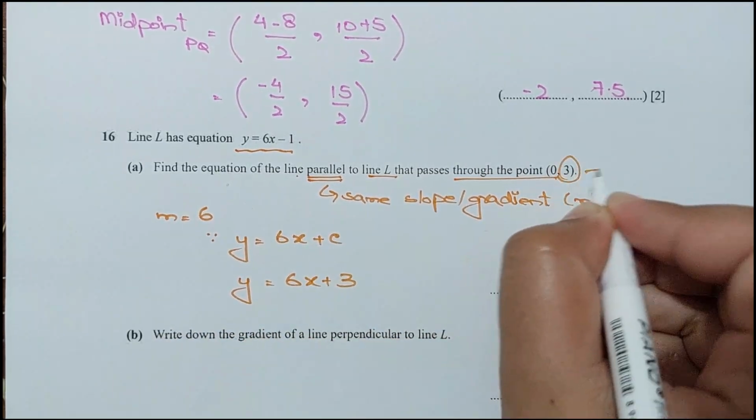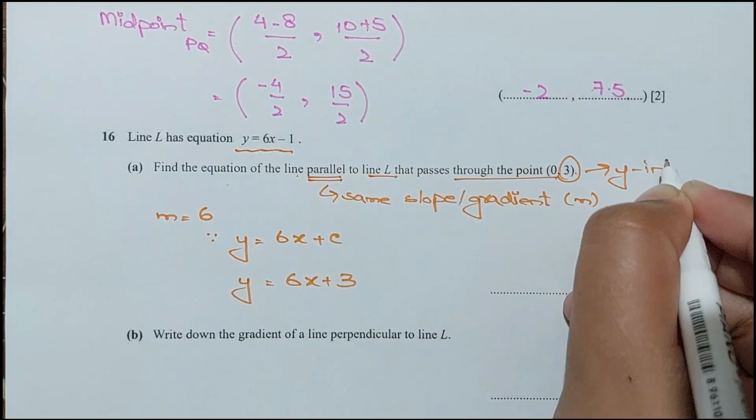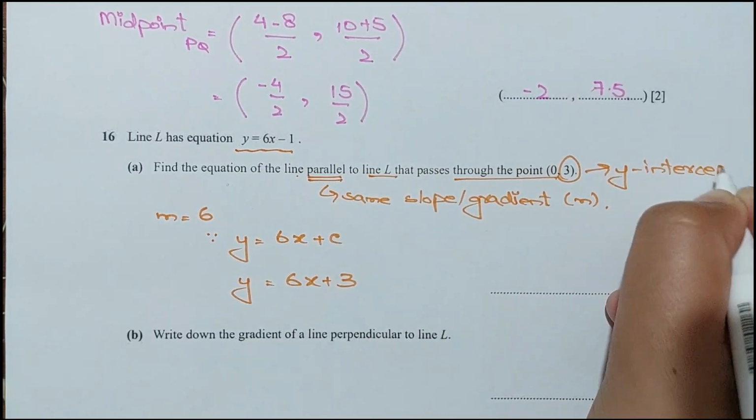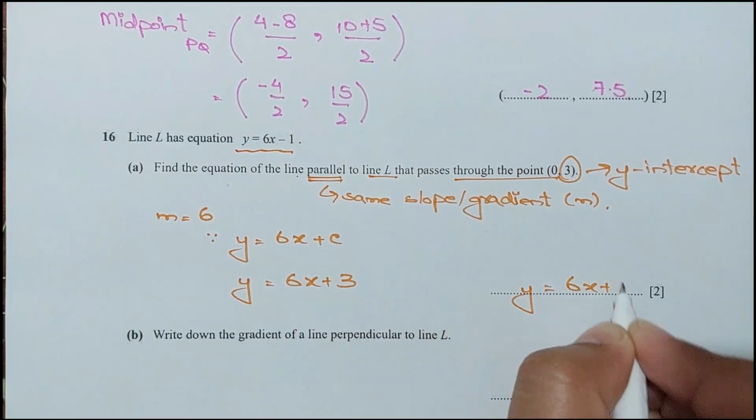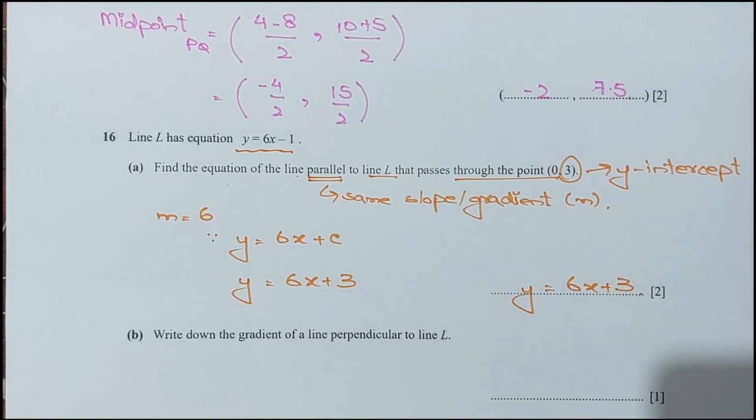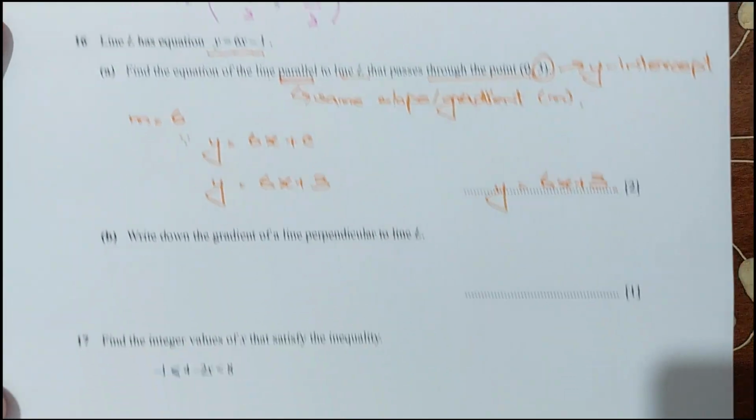This would be the y-intercept, and the y-intercept is basically the c value, we know. So y equals 6x plus 3 is the line which is parallel to the line L.